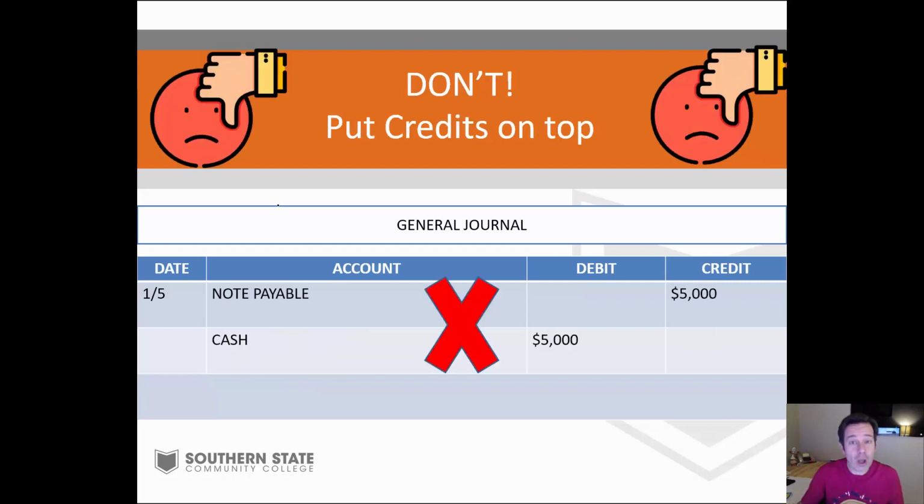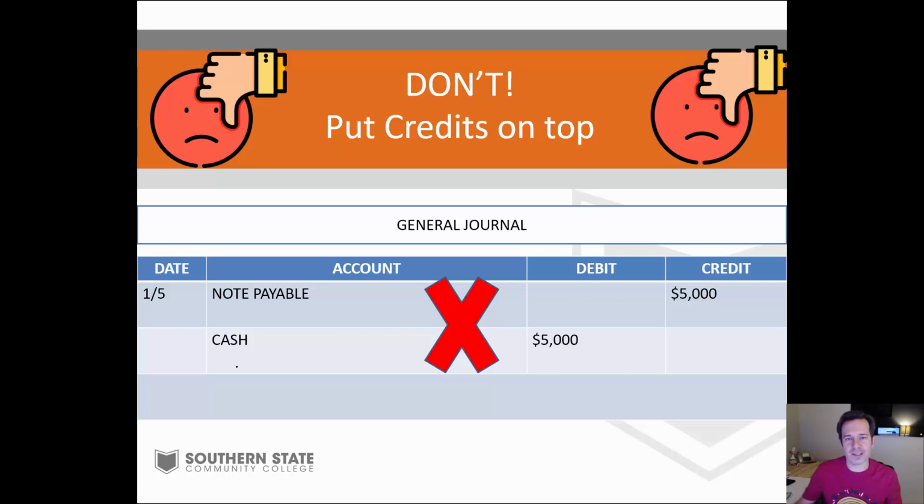Don't do them. Don't put your credits on top. And you might look at that and say, man, this guy is a stickler for accounting. He wants certain things on top, certain things on the bottom. It's not just me. The reason we put debits on top and credits on the bottom is it makes it easier to read. If we put the debit on the bottom here, you notice how you kind of have the credit over here, and then it just makes it a lot harder to read if you have multiple journal entries. So the convention has always been debit on the top and the credits on the bottom.